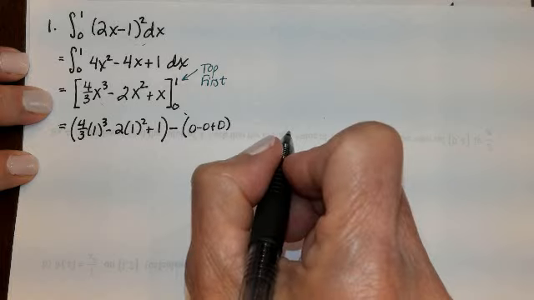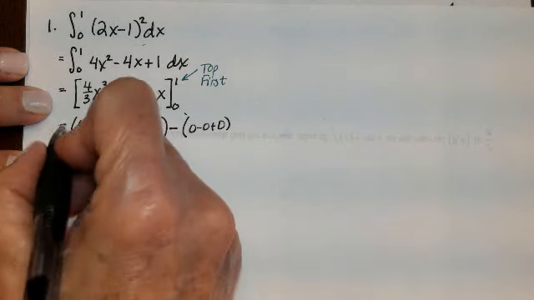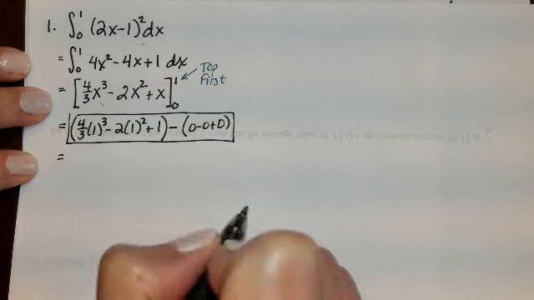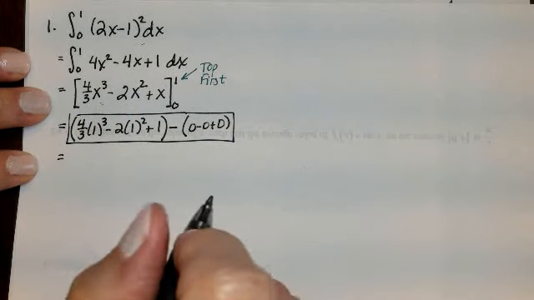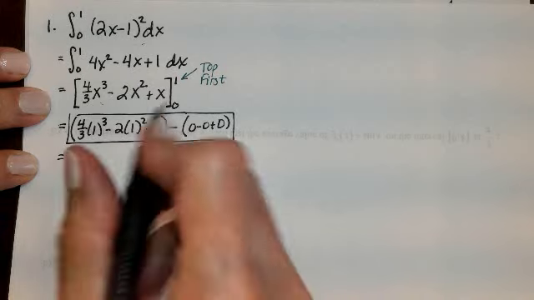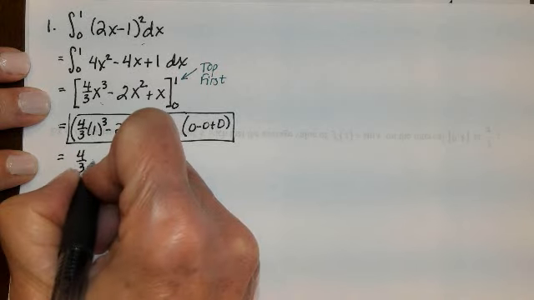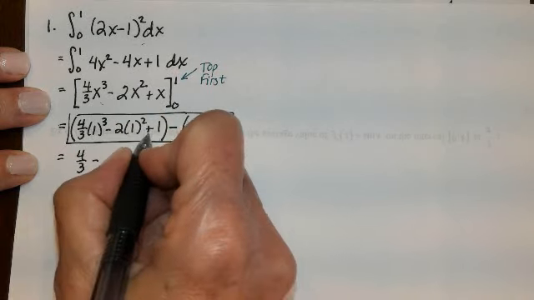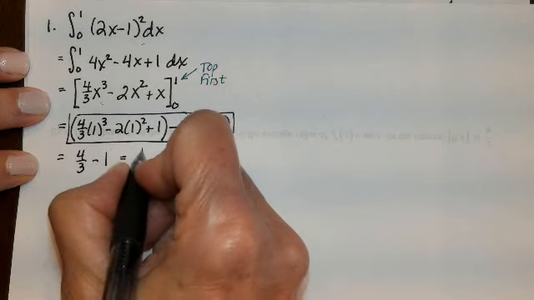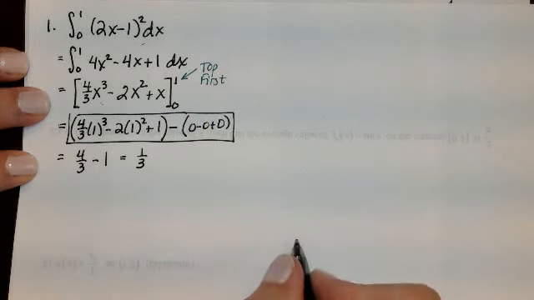our answer here. And then this would be a safe stop spot, but these will be multiple choice questions, you guys. So get used to doing a little bit without a calculator. Okay, this would be 4/3 minus 2 plus 1, so 4/3 minus 1, and 4/3 minus 3/3 is 1/3.